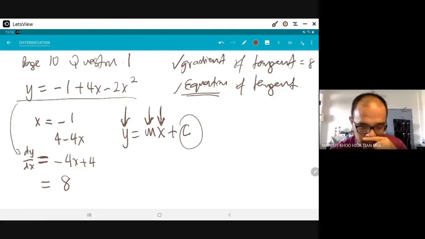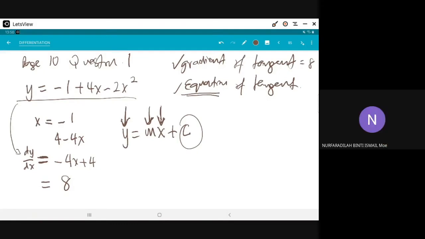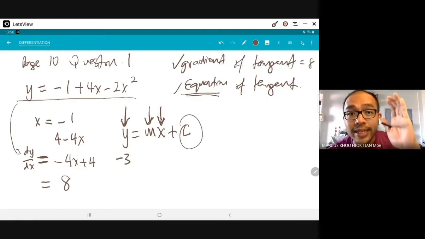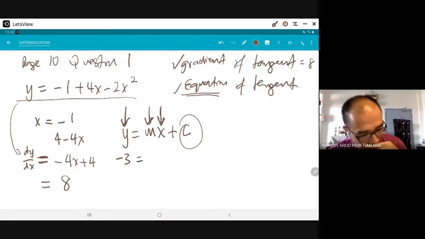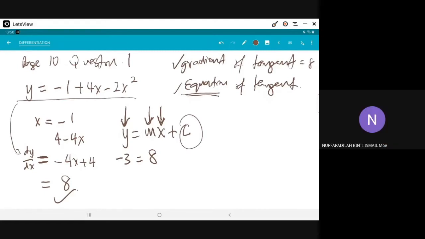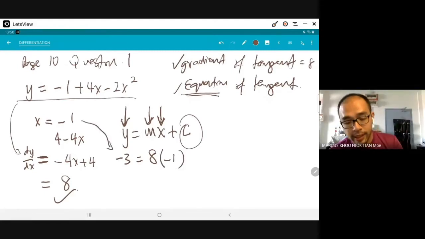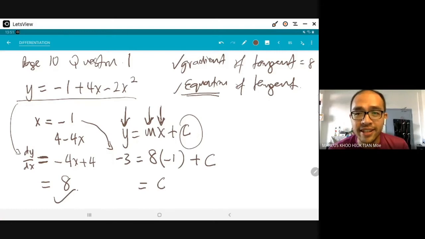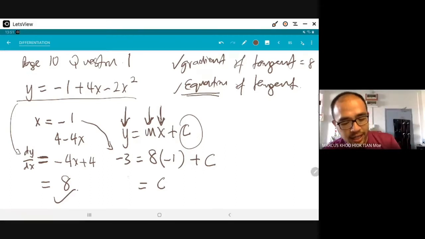Okay, what is the y coordinate? I'm going to keep asking Faradila until the end. What is the y coordinate, Faradila? -3. It's in the question, people. What is my gradient? 8. Where did I get 8 from? From earlier, what Farah said. Then my x coordinate is? -1. The same x coordinate. Plus c. Faradila, quickly calculate. Tell me what is the c, please. 5. Okay, c equals 5.